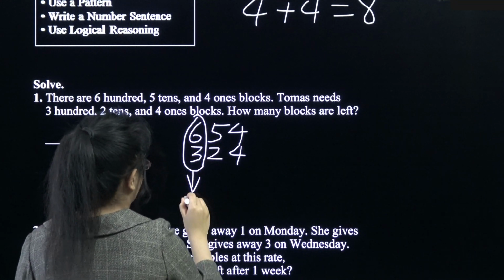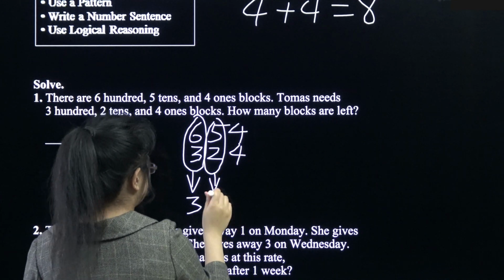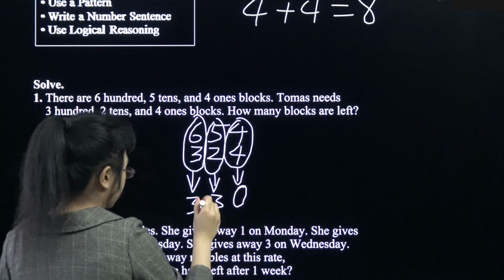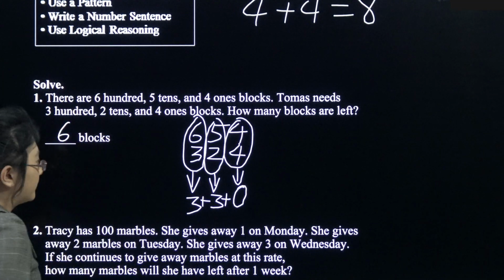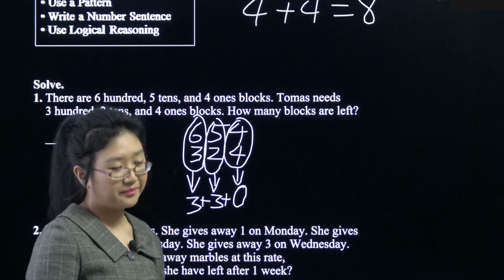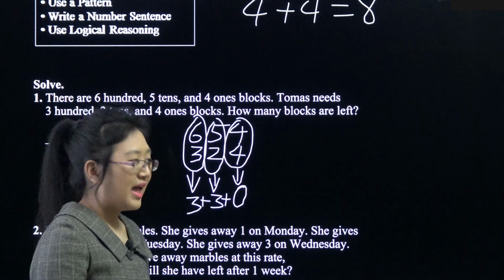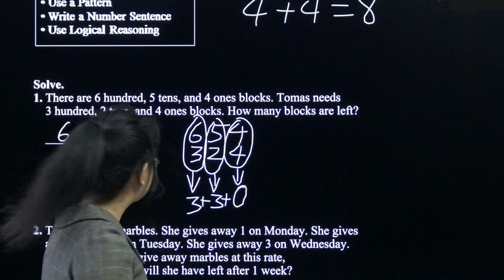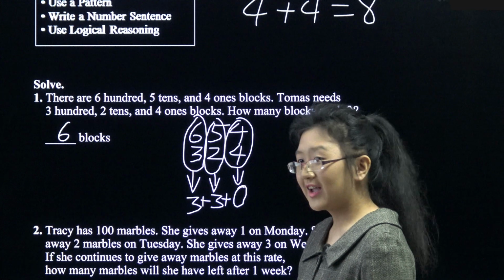So out of this, we have 3 blocks left. The reason why I'm not doing vertical form is because, well, you'll see later. And out of this, we have 0. So 3 plus 0 equals 6 blocks. And if I use vertical form, I'd get the answer 330. And last time I checked, 330 blocks is very different from 6 blocks. You get me now?